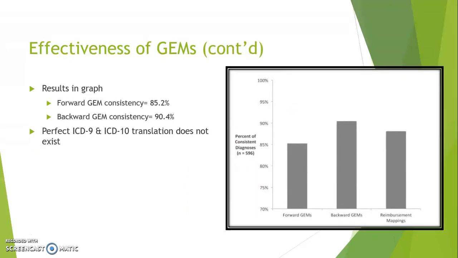The first column on the graph shows 85.2% consistency of manual coding with forward GEMS, and the second column shows 90.4% consistency of manual coding with backward GEMS. The investigators of these studies state that these results should reinforce the notion that no true crosswalk exists between ICD-9 and ICD-10.